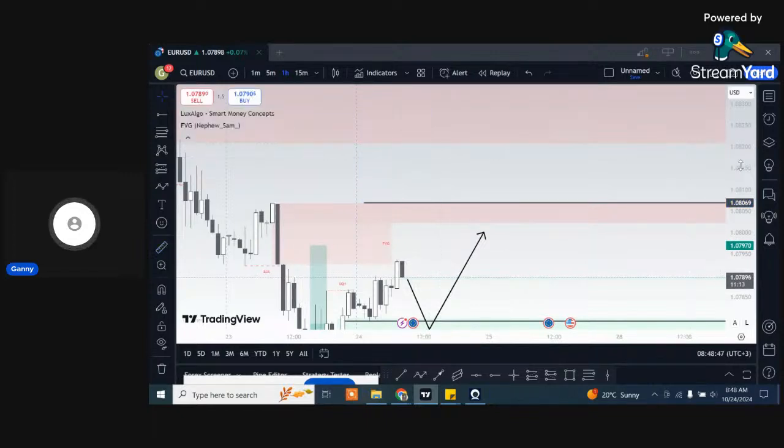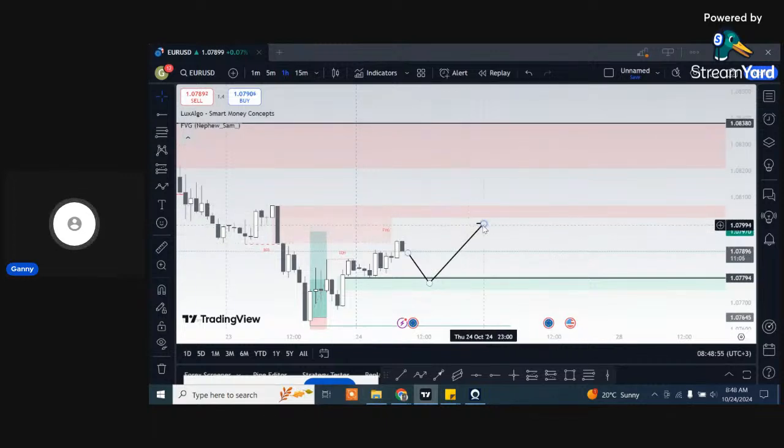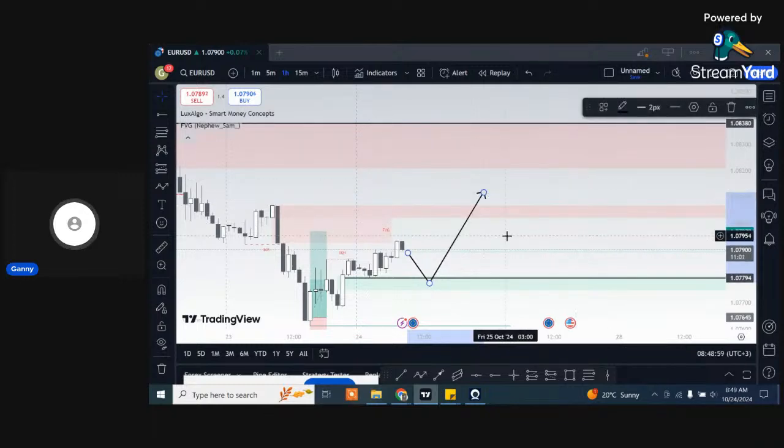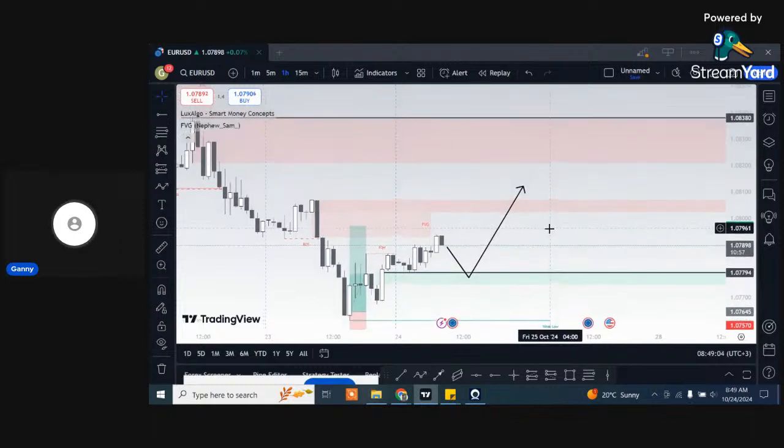Okay, so actually this is not even enough. I would expect price to continue all the way up here. So this is what I would expect price to do. I expect it to continue all the way up, which is obviously a longer shot.